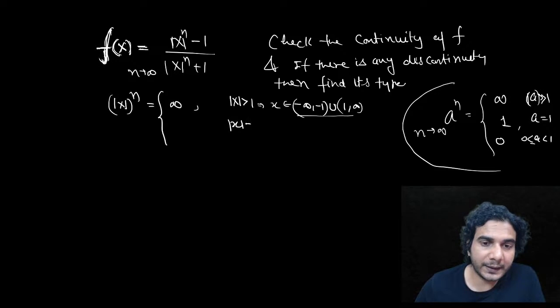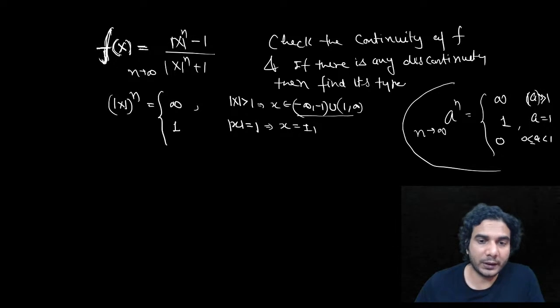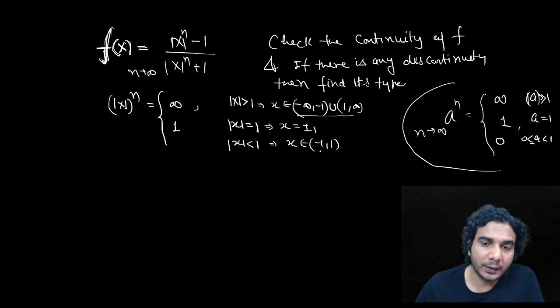When mod of x is equal to 1, then this term will be exactly equal to 1. That means for x equal to plus minus 1, mod of x raised to n will be 1 only. But when mod of x is less than 1, which means when x belongs to minus 1 to 1, in this interval magnitude of x is less than 1, and that to the power infinity, using this logic, is approaching 0. So we'll have to define this function in 3 intervals.